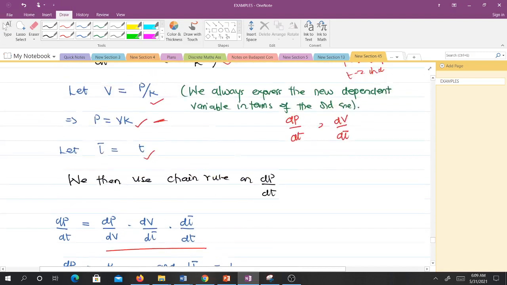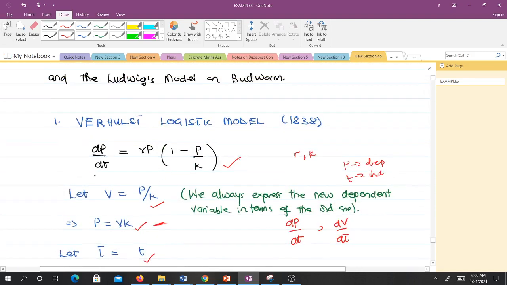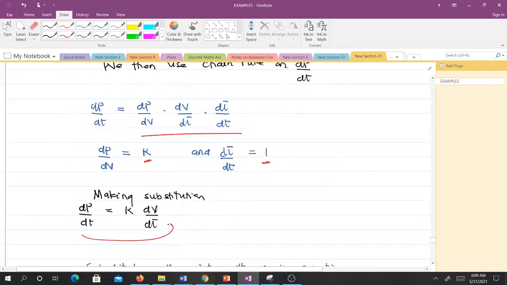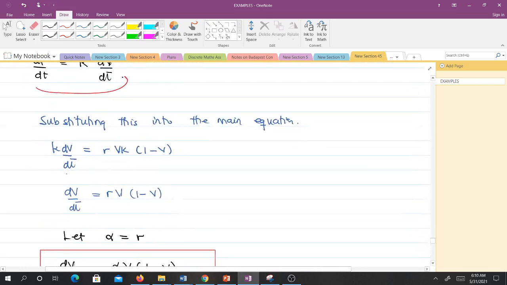So now we can make substitution into the main logistic equation. Wherever you find the p, the t, we put k, the v, the tau. Wherever you find p, we put v times k there. Okay, so this is what will happen when we make substitution.